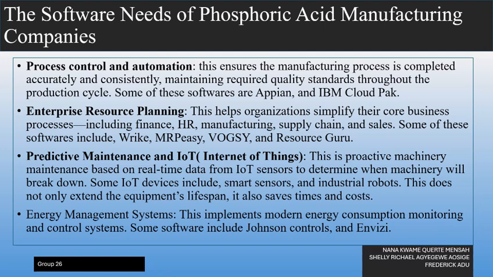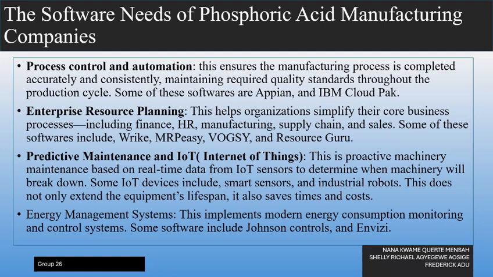So the following are some of the software needs of the company: process control and automation. This ensures the manufacturing process is completed accurately and consistently, maintaining required quality standard throughout the production cycle. Some of these softwares include APN and IBM Cloud Pak.